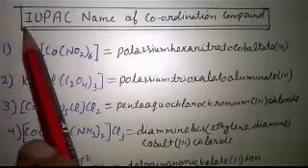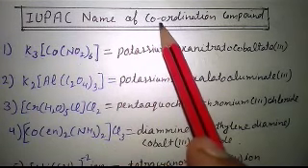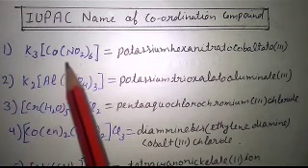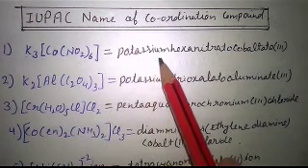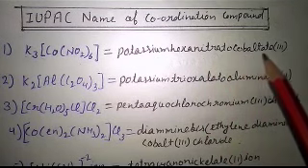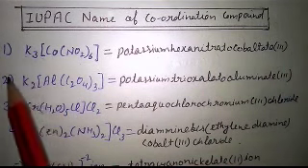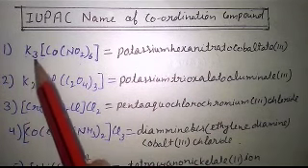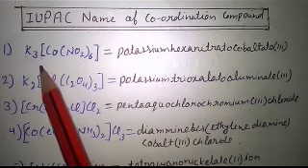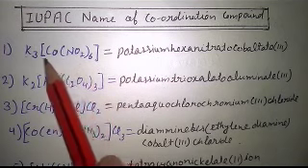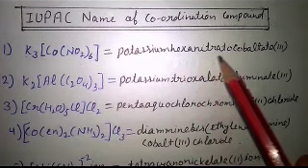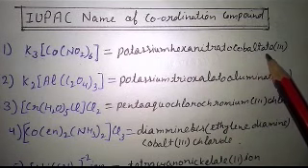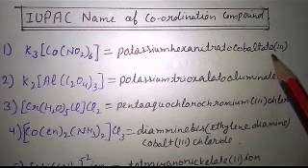Students, now we are doing the IUPAC names of coordination compounds. The first example is K3[Co(NO2)6]. Its name is potassium hexanitrocobaltate(III). We name it by first giving the positive part, K3 potassium, then the name of the coordination complex. In the complex, first come the ligands according to their alphabetical order, then the name of the metal ion, then add 'ate'.